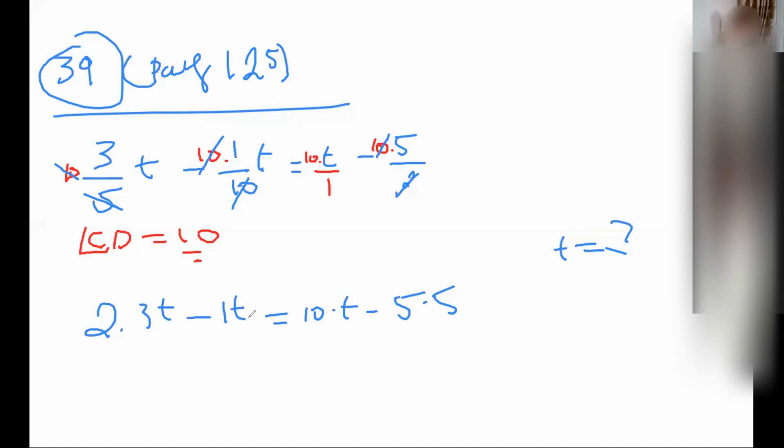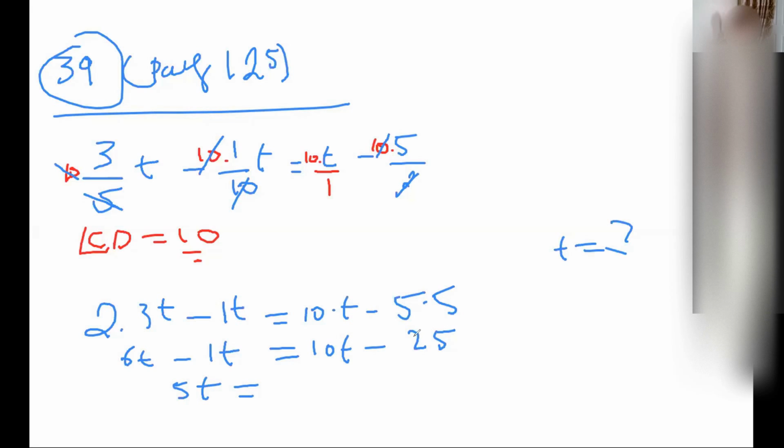Now we're just going to multiply and solve. So 2 times 3t, that's 6t. Minus t. Equals 10t minus 25. Very good. Now on each side we're going to simplify as much as possible. 6t take away 1t will be 5t. And here, we can't subtract, they're different. One has t, the other doesn't have t, so it stays the same.